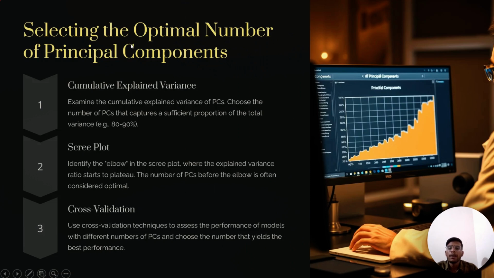Next, selecting the optimal number of principal components. In this, we have three methods: cumulative explained variance, scree plot, and cross validation. First, examine the cumulative explained variance of PCs. Choose the number of PCs that capture a sufficient proportion of the total variance, like 70, 80, or 90%. Scree plot: identify the elbow in the scree plot where the explained variance ratio starts to plateau. The number of PCs before the elbow is often considered optimal. Now, cross validation. Use cross validation to assess the performance of the model with different numbers of PCs and choose the number that yields the best performance.